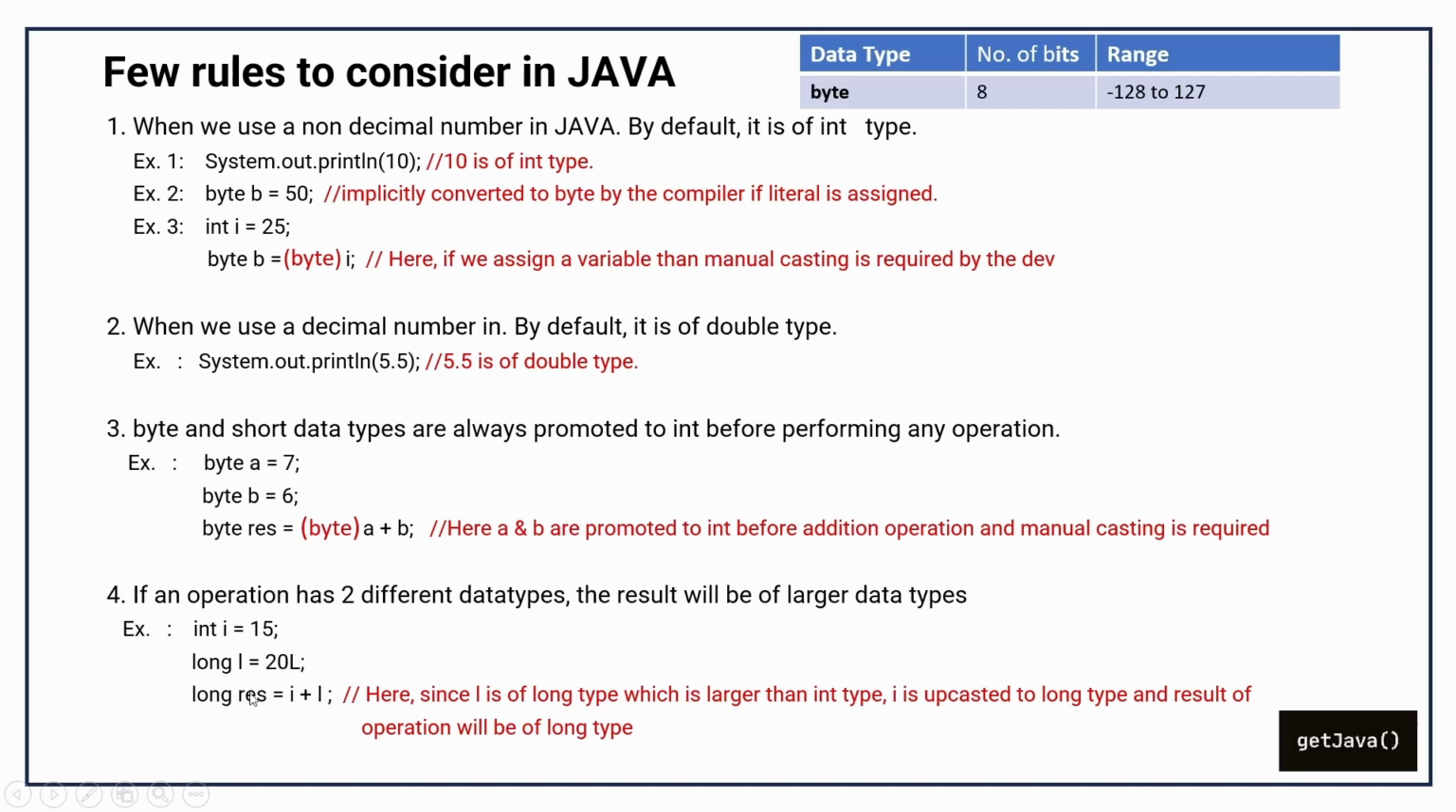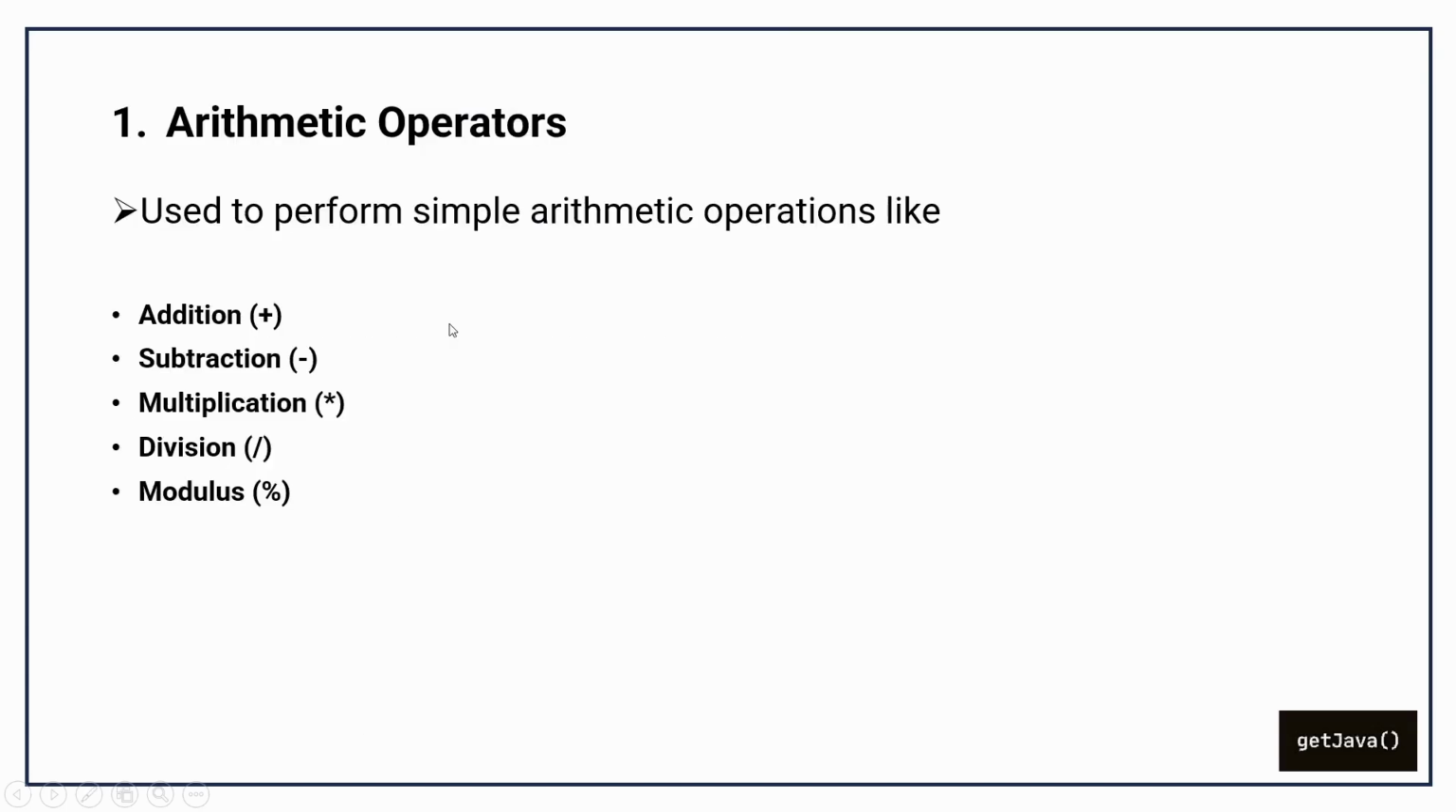So these are a few rules that we should always consider. I wanted to make sure that you know these rules before moving on to the operators topic. Now let's have a look at operators. The first operator we are going to see is arithmetic operators. These operators are used to perform simple arithmetic operations like addition, subtraction, multiplication, division, modulus. We are directly going to see examples and how to use these operators. So let's move on to IntelliJ IDEA, and there I'll show you how to use these operators.